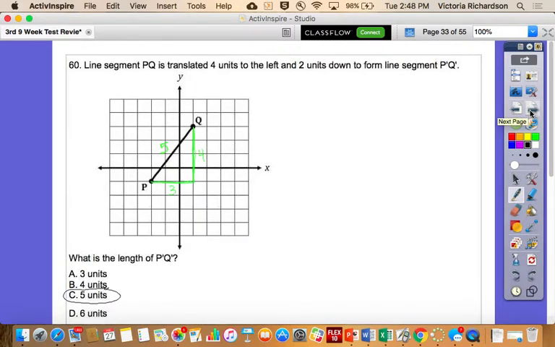Number 60, line segment PQ is translated 4 units to the left and 2 units down. And once again, this is another one of those that involves Pythagorean theorem, but I would give you the length of the diagonal. In this case, it's 5. So since we have no dilation, P prime Q prime would also be 5 units long.